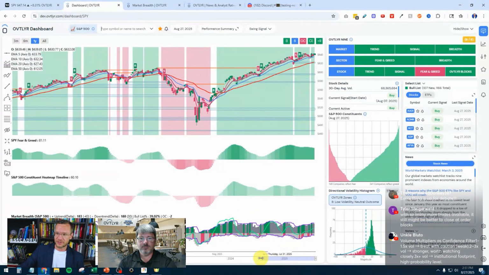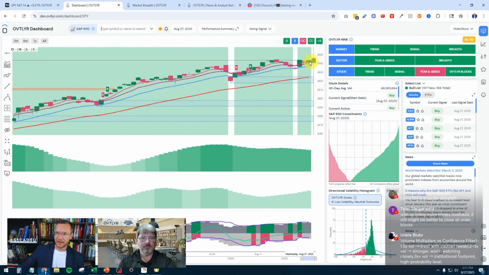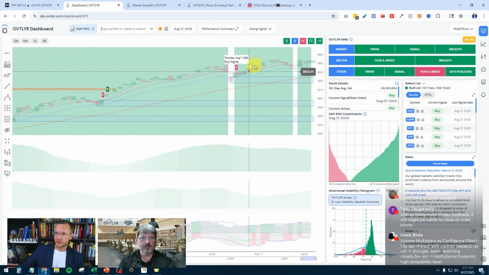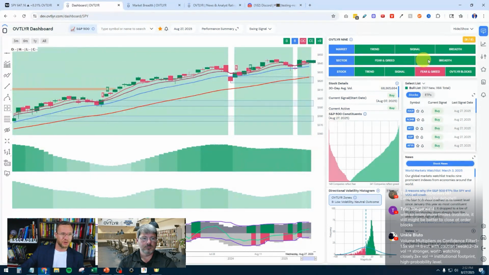Now, if we go into the market over here, into the SPY, we do have a buy signal that came through on August 7th. We do have the OVTLYR trend template in place right now. But the fear and greed is showing a bit less greed in the market. It's been waning for a while. So overall, the market does have a lot going for it. It has 8 of 9. How cool is this to see all of this right together? The market has 8 of 9 active on the OVTLYR 9.